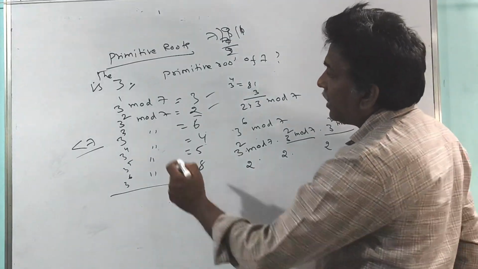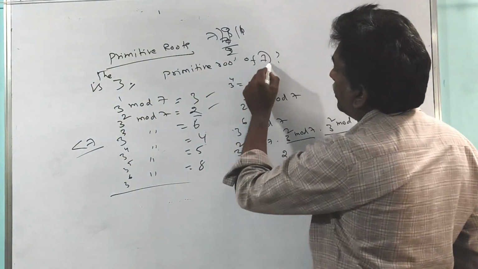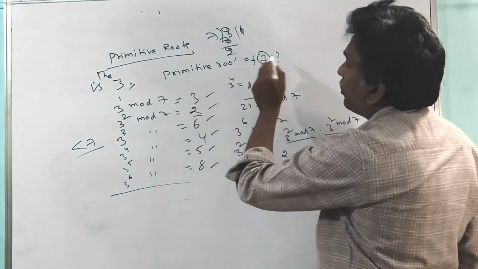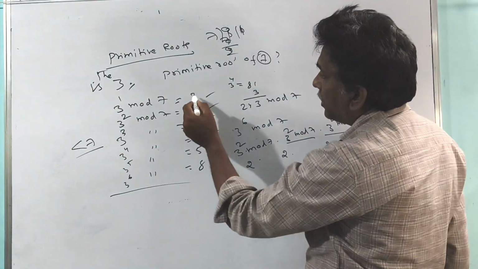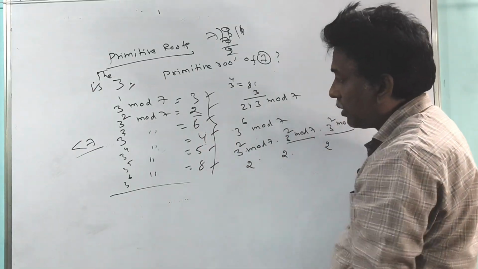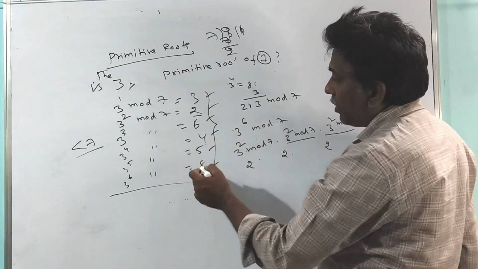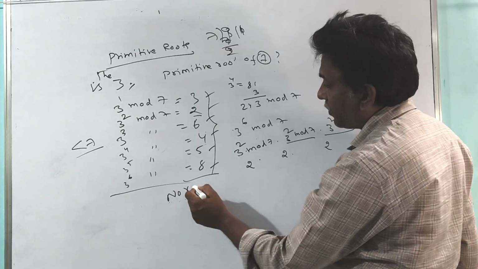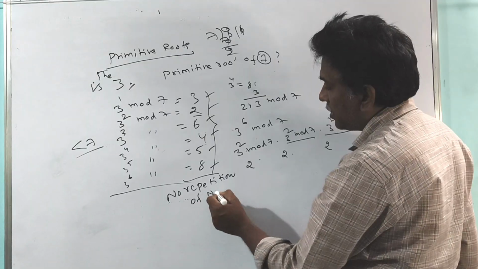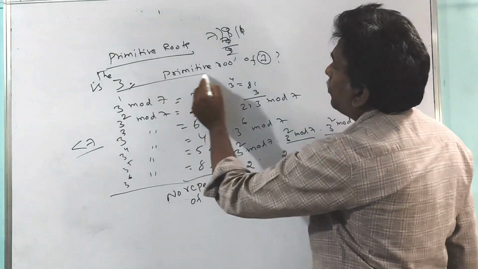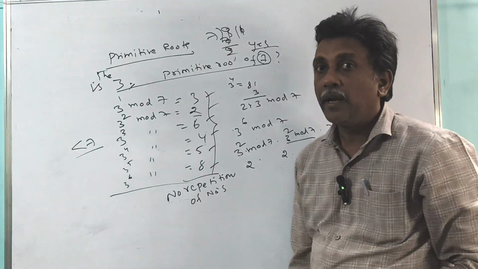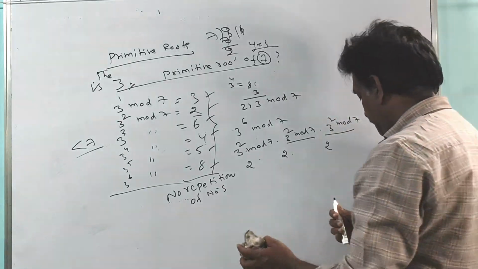So after finding all the mods below 7, if a number is repeated, then 3 is not a primitive root of 7. Here, if you find 3, 2, 6, 4, 5, all the numbers are individual numbers, so they will not repeat. No repetition of numbers. So 3 is a primitive root of 7. So that is called yes. Okay. Like that you can write the primitive roots.